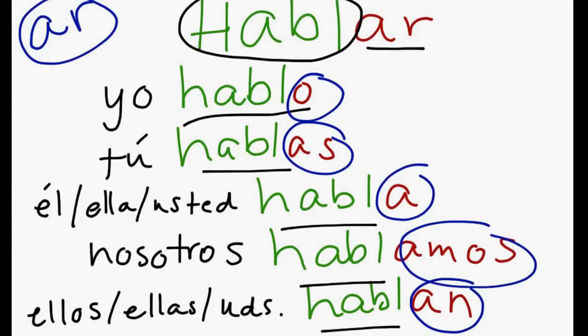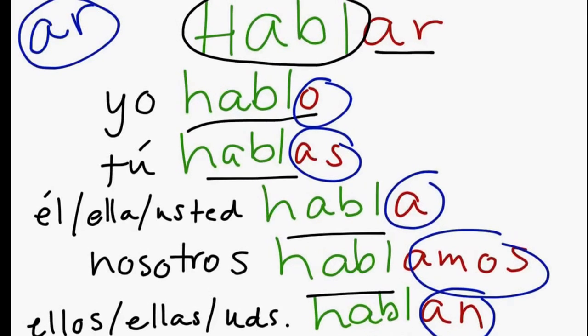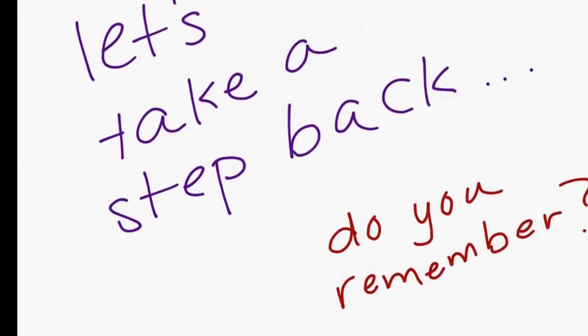So, yo hablo, tú hablas, él, ella o usted habla, nosotros hablamos, ellos, ellas, o ustedes hablan. That UDS stands for ustedes. So I've jumped way in here, way fast, and this is an example of an AR verb conjugation. Some of you are probably like, oh yeah, I remember this stuff from Spanish 1. Some of you are like, what is going on? So let's take a step back.